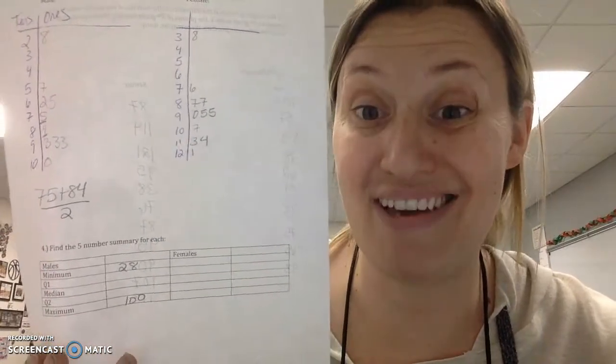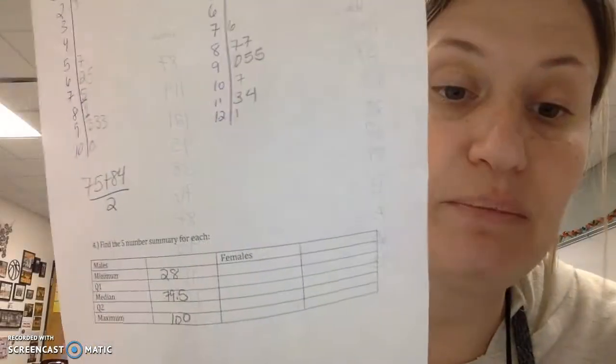You cannot have two medians. So if you come into two numbers, what we need to do is find the middle number between them. And how we do that is we add them together. So I'm going to take 75 plus 84, and then divide that by 2, and that tells me the halfway point between those two numbers, and that is my actual median. So 75 plus 84, and then divide by 2, I get 79.5. So my median is 79.5.